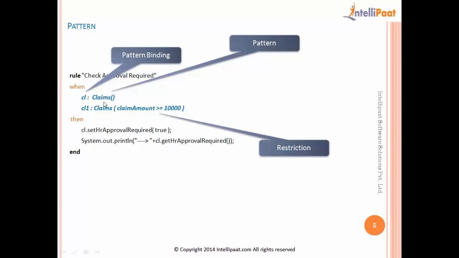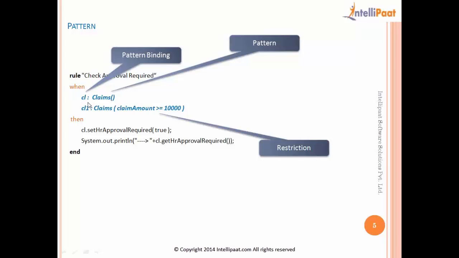Now, in this pattern, we have not given any field constraint. We have only given an object constraint. That is, the object that is coming in should be of the type claims. Only that we have specified. And this condition will be satisfied for any claims object, regardless of what data it contains. The claim amount can be 10,000, 20,000, whatever it is. When an object of claims type comes in, the first condition is going to be satisfied.